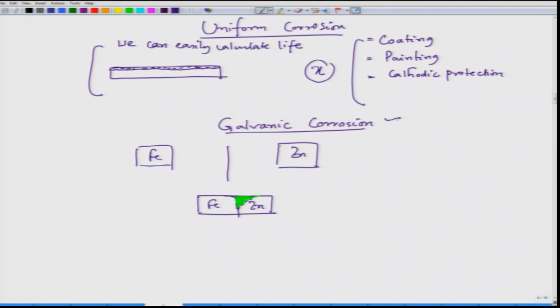And since this is due to the connection or joining of two different metals, we also call it two metal corrosion. Now, in this case, zinc is corroding, that is why this becomes my anode, and we also call it active, and this one we call cathode, we call it noble.